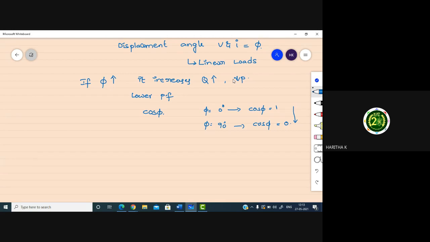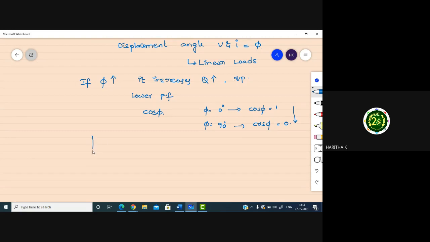So for linear loads, how can we improve the power factor? By connecting capacitor banks, a synchronous condenser, or a phase advancer. Those are the three power factor improvement methods we have. So you can improve your power factor for these linear loads by connecting the capacitor bank at a suitable location. This is about linear loads.